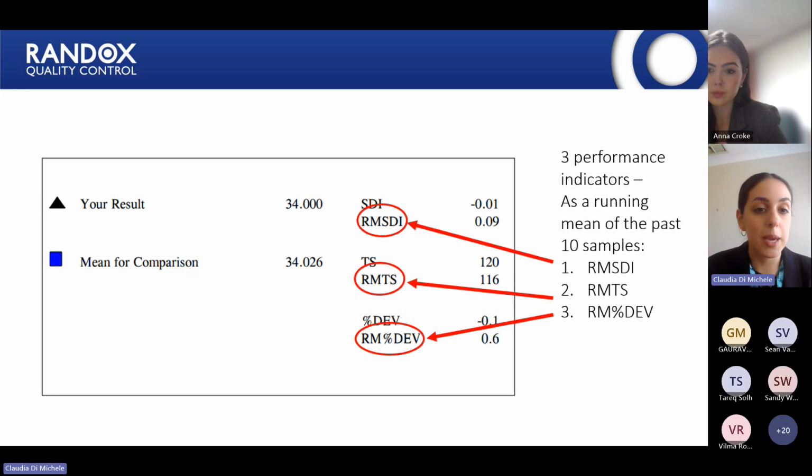Below each metric, you'll see the same metric again, but with RM next to it. And RM just stands for running mean. And this is a running mean of the last 10 samples for each of these performance metrics.